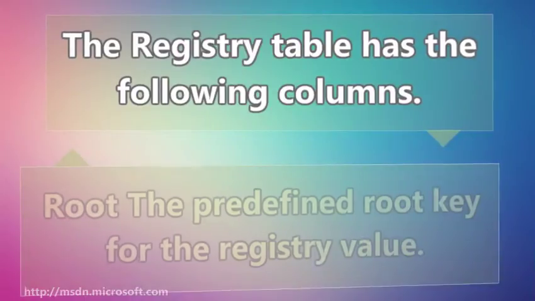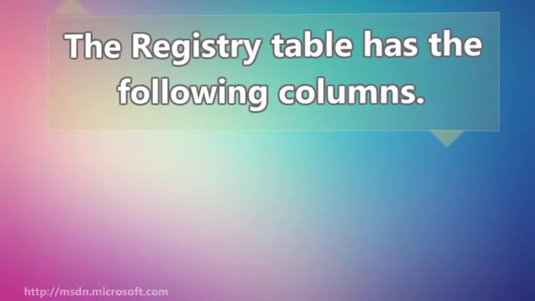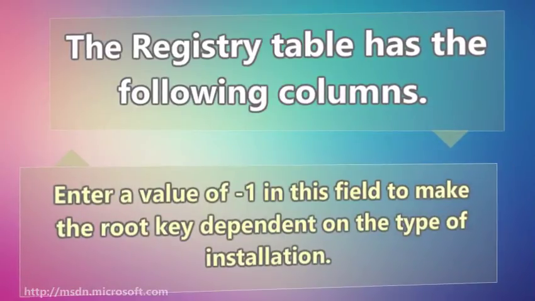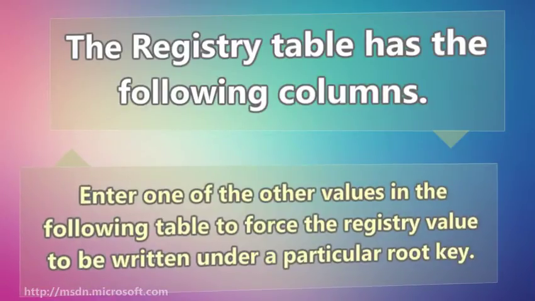Root: the predefined root key for the registry value. Enter a value of -1 in this field to make the root key dependent on the type of installation. Enter one of the other values in the following table to force the registry value to be written under a particular root key.